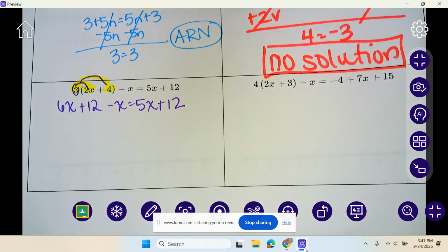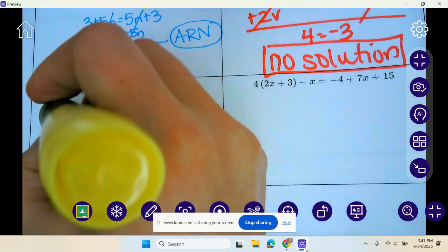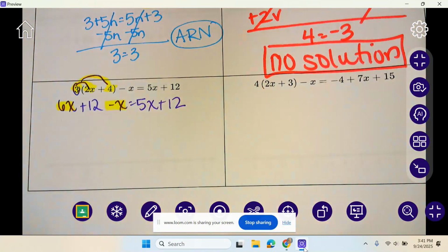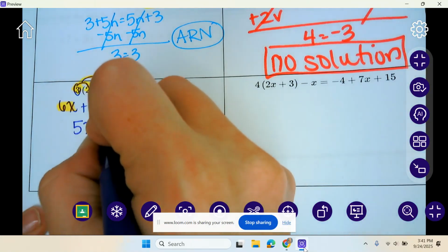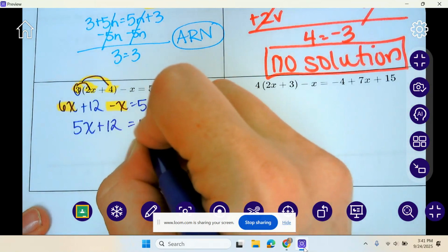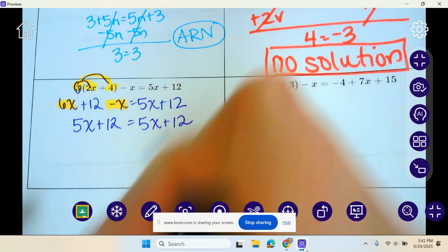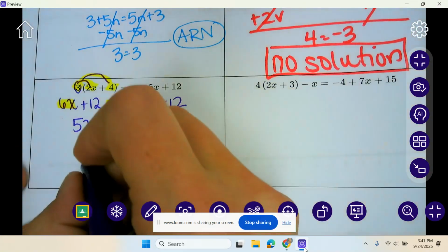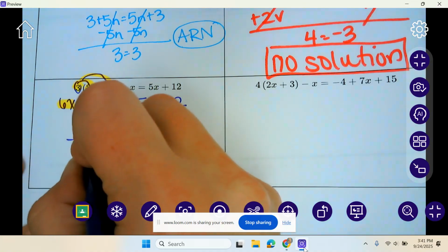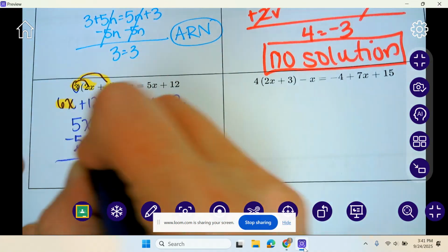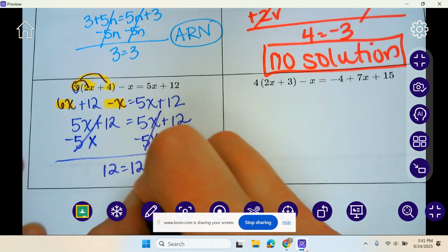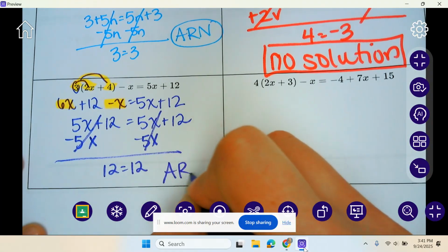Okay, next up is combine like terms. So I'm going to combine the 6x with a minus x. So that gives me a positive 5x plus 12 equals 5x plus 12. All right, so I'm going to move the variable. Cancel, cancel. I get 12 is equal to 12. This is true, so my answer is all real numbers.